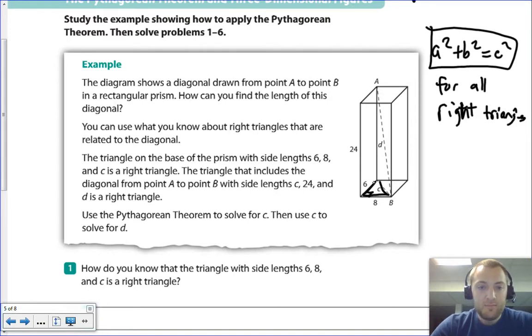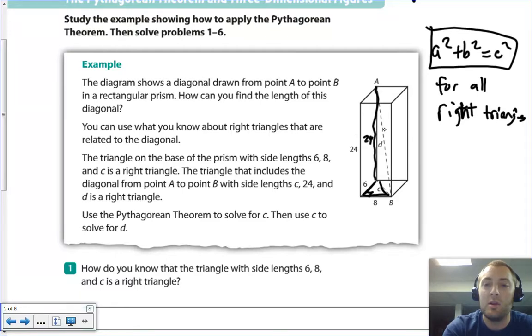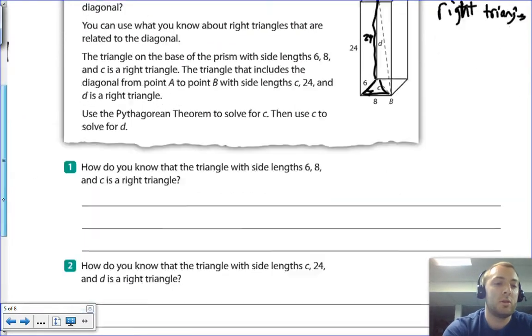It is a right triangle. The triangle that includes the diagonal from point A to B has side lengths 24. So I'm just kind of picturing with the C down there, this height up here has to be the same as the other height, so this is also 24. And we don't know the diagonal D yet. Use the Pythagorean theorem to solve for C, and then use C and the Pythagorean theorem to solve for D. So it's very similar to the example in the lesson video for this section. So that's kind of what we're breaking down on these first couple of problems here.